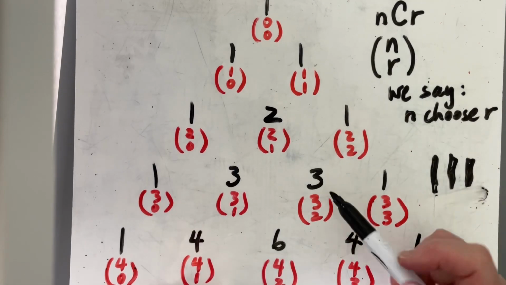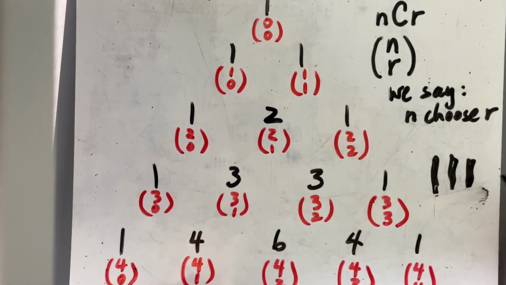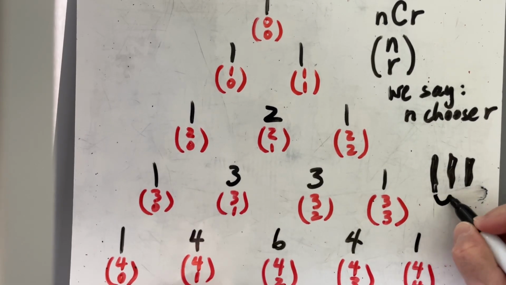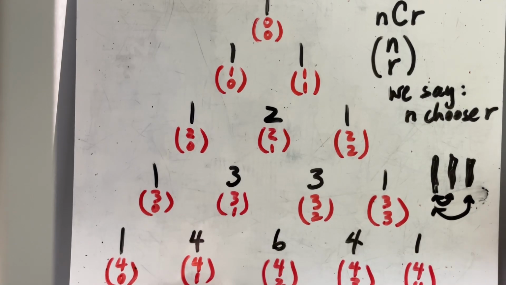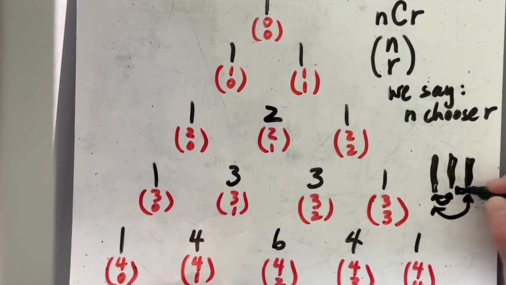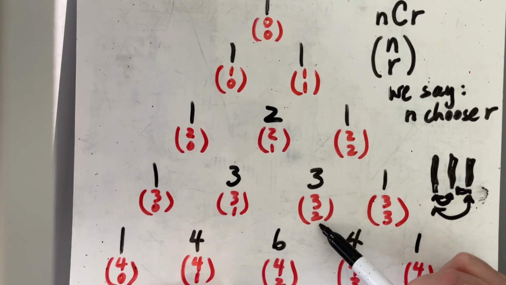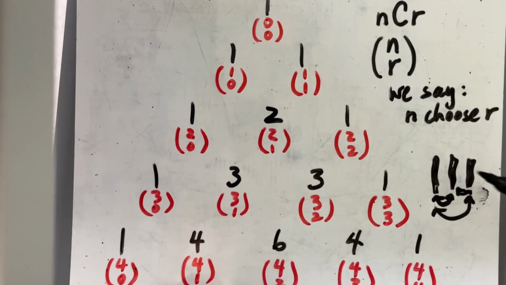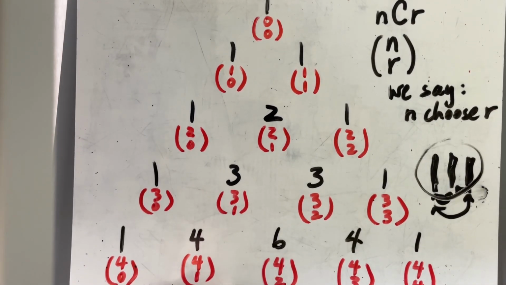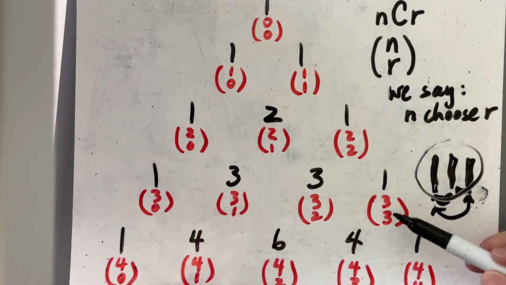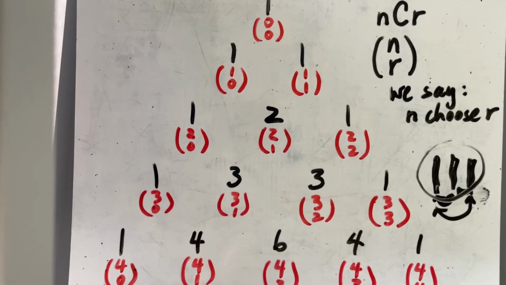Okay, if we have 3 things, we choose 2 of them. How many different ways can we do that? So here's our 3 things. We could choose these 2, or we could choose these 2, or we could choose these 2. There's 3 different ways we could choose 2 of them, and that's the reason 3 choose 2 is equal to 3. Okay, 3 choose 3 is equal to 1. The only way we can choose all 3 of them is one way, choosing all 3 of them. So that's the reason 3 choose 3 equals 1. So that's what n choose r means.